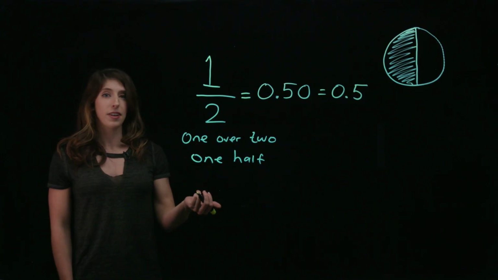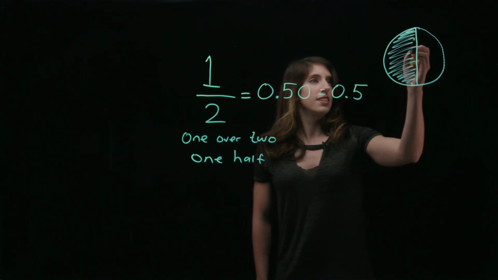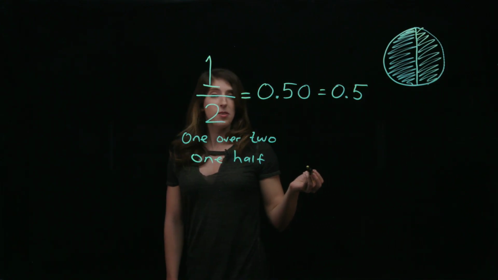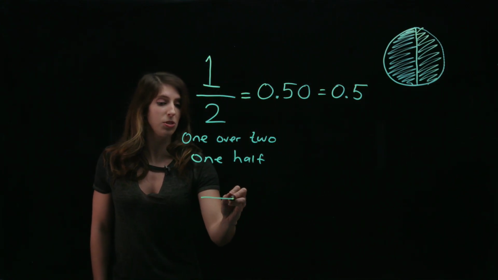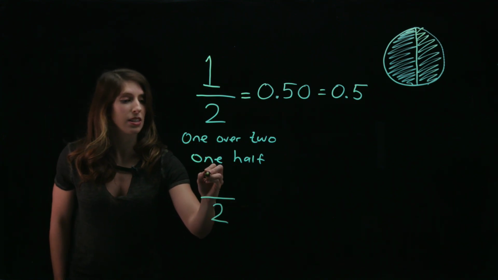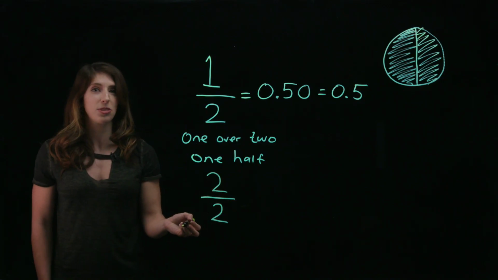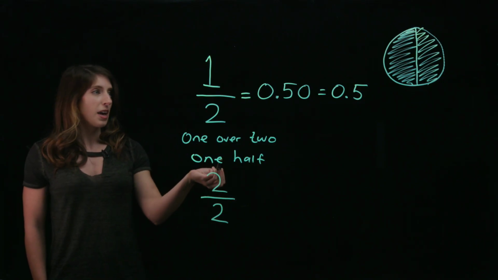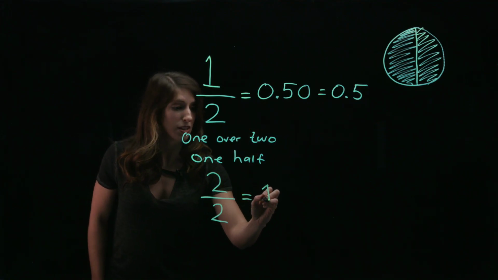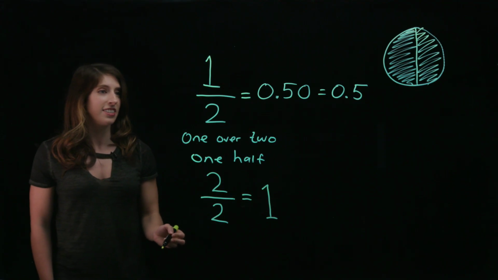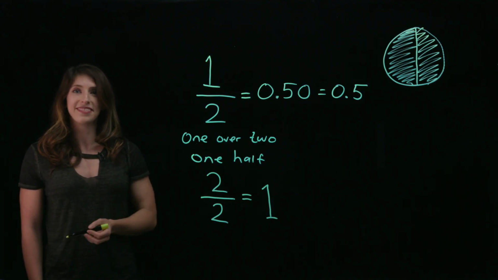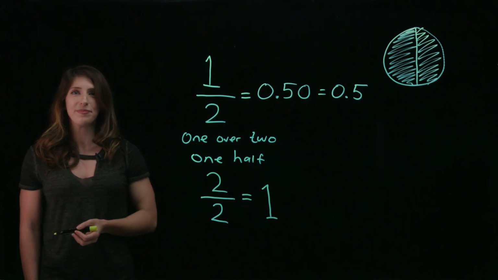Okay, well, what if I now shaded in the second half of this picture? Now we have still 2 equal-sized pieces, but now I've shaded or selected 2 out of those 2 pieces. So what would that be? Well, now we're looking at the whole thing, or just 1. So therefore, 2/2 is equal to 1. And that's the story for the halves.